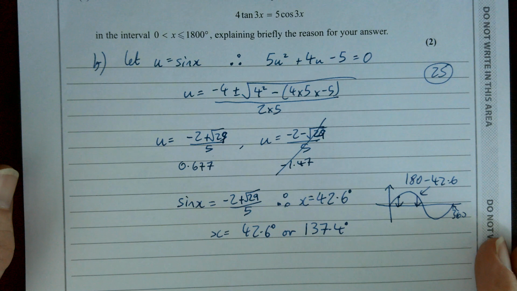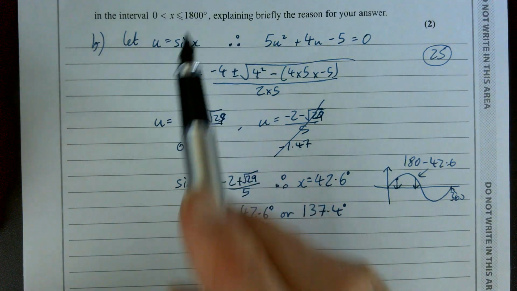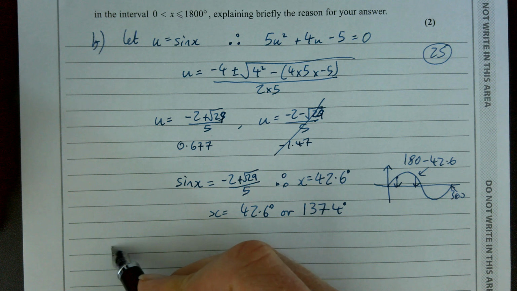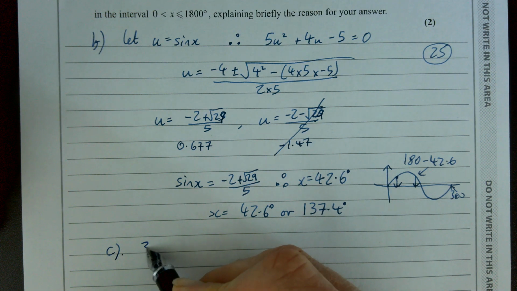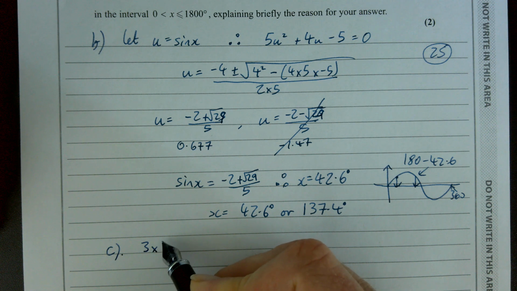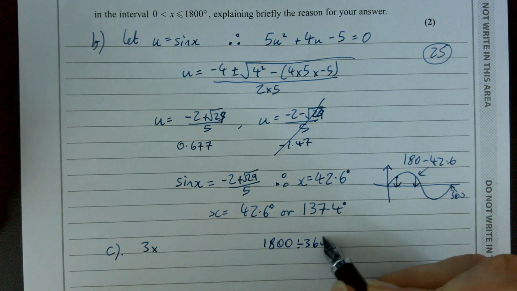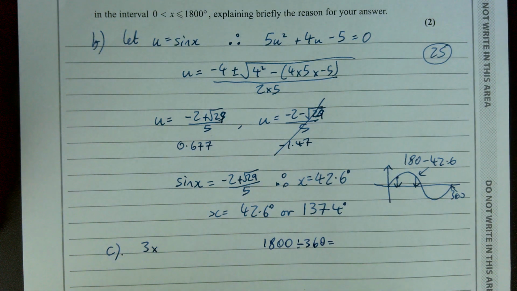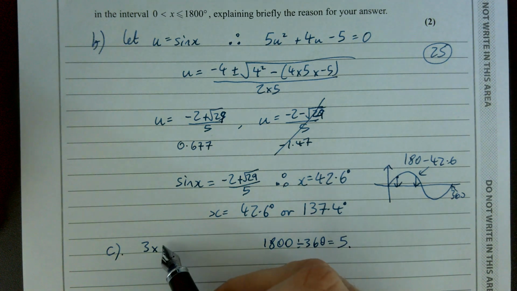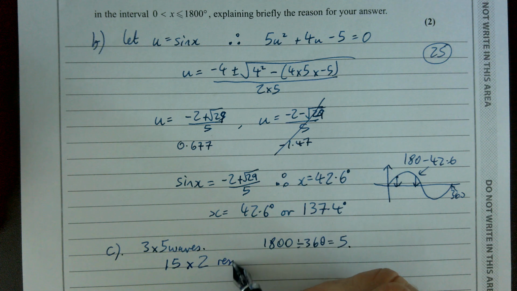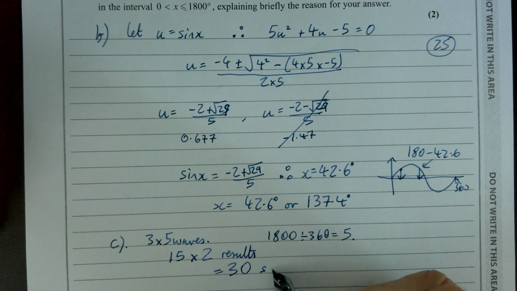So the way I would often do it would just be to multiply 360 by, multiply that. So what we're going to have is 3 waves times, if you do 1800 divided by 360 equals 5, and then in each set of those we're going to have 3 times 5 waves, which means 15 times the 2 results equals 30 solutions.